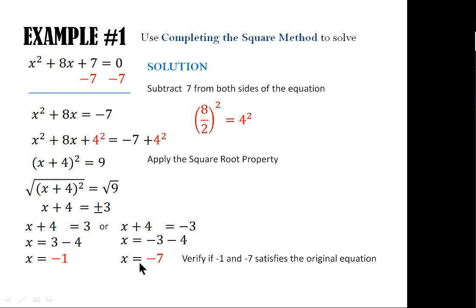Okay, let's go to x is equal to negative 7. Negative 7 squared is positive 49, plus negative 7 times 8, negative 56, plus 49. So negative 7 plus 7, that's 0. So negative 1 and negative 7 are roots of the quadratic equation. Alright, let's go to example number 2.